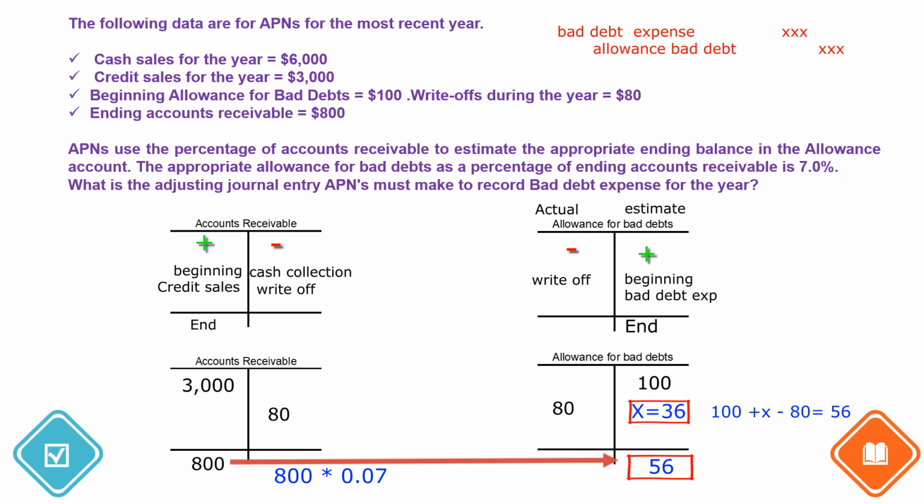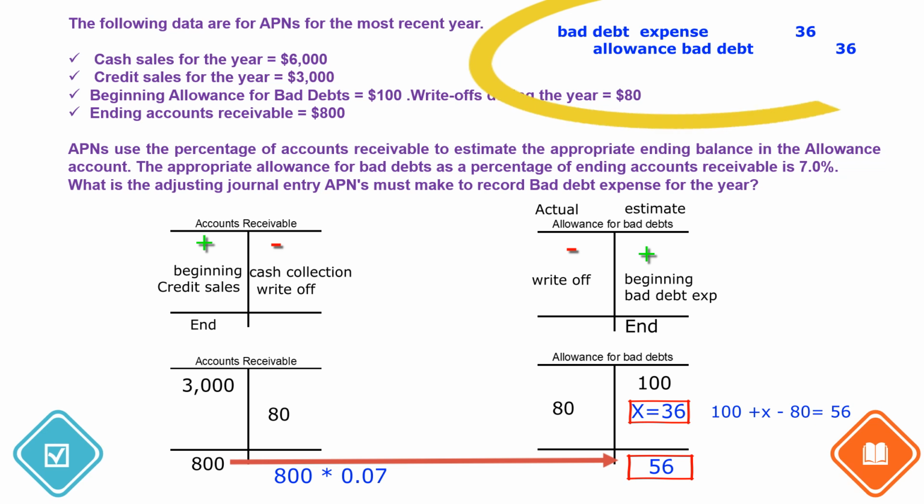And again, you can just check your math. 100 plus 36 minus 80, does that equal 56? So when it asks what the journal entry is, the dollar amount is 36.